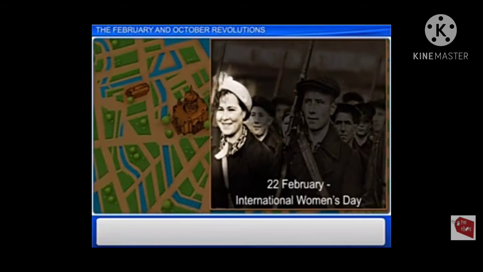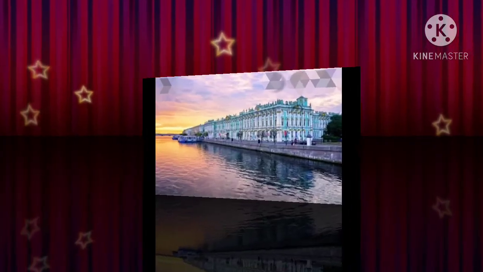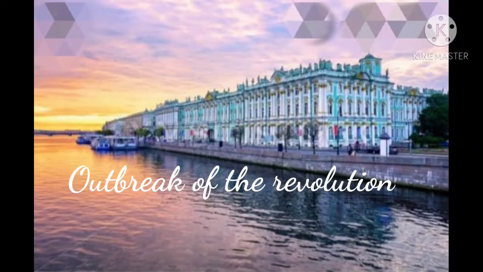So on 22nd February, or we say on 8th March, women also came ahead. Okay, lots of women came ahead and they started demonstrating, and this is the day we celebrate as Women's Day. Okay, now we will talk about the outbreak of the revolution. What were the immediate causes and what led to the outbreak of the revolution?